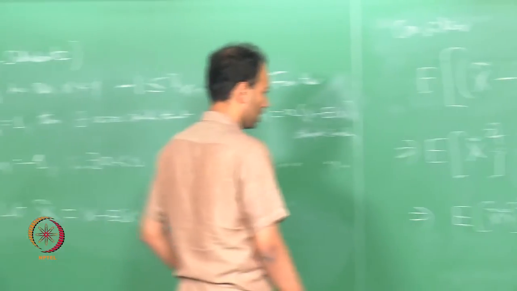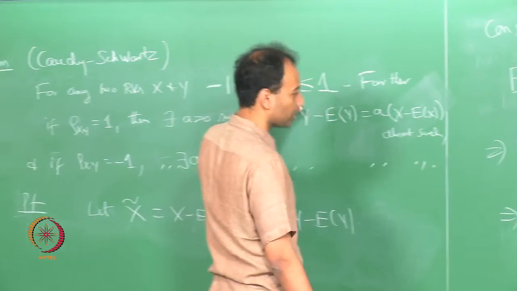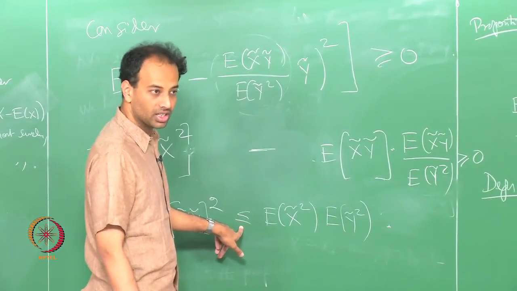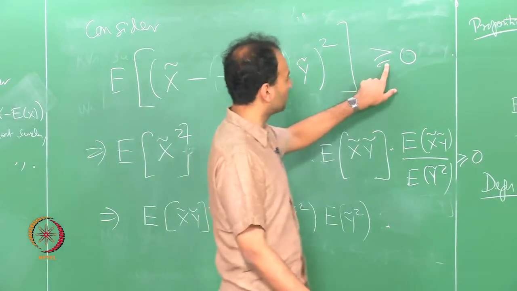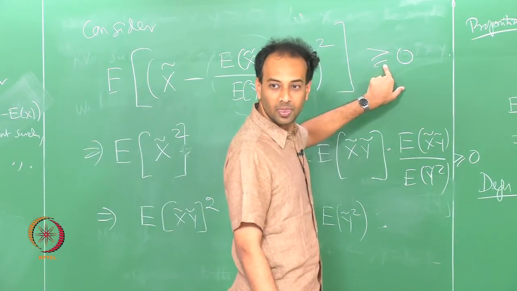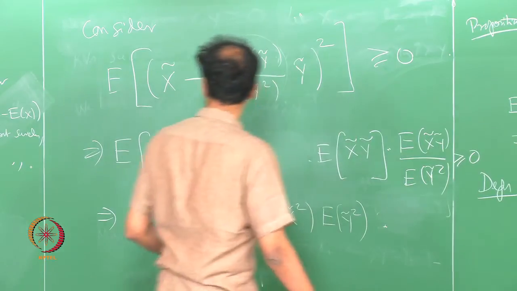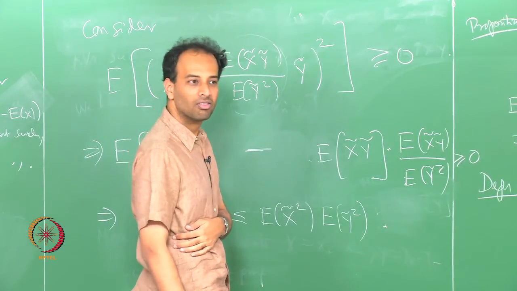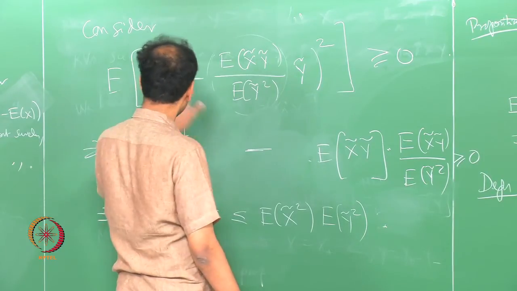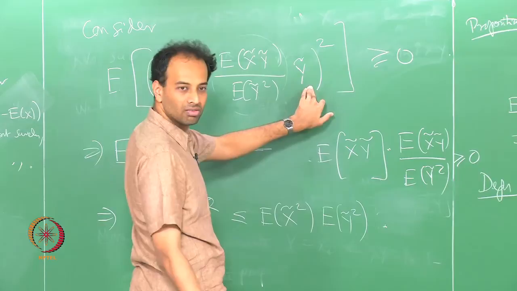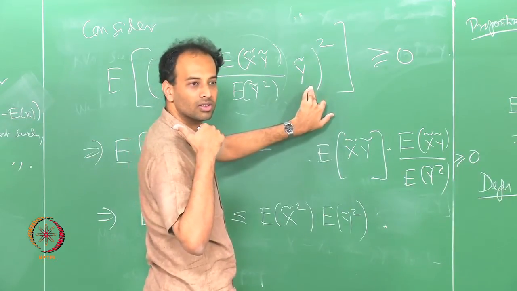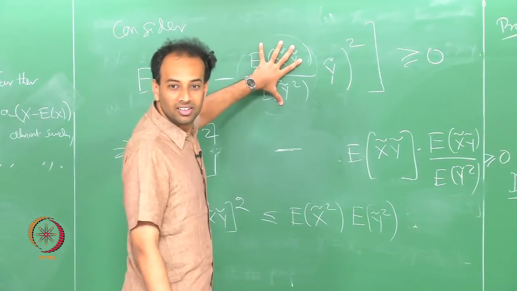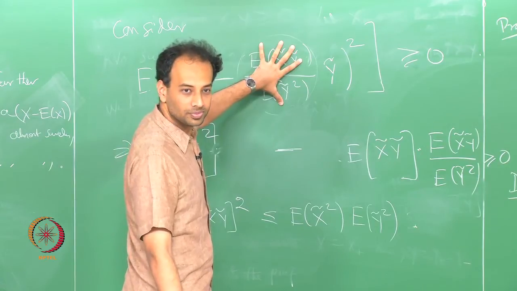Okay. So, now if you have absolute rho x y equal to 1, that means that this is met with equality, correct, which means that is met with equality eventually, correct. So, I have the expectation of a squared, this whole thing squared, equal to 0, which means x tilde must be equal to some constant times y tilde, which is what we wanted to prove, correct. In fact, you can identify the constant a as that, correct, fine.